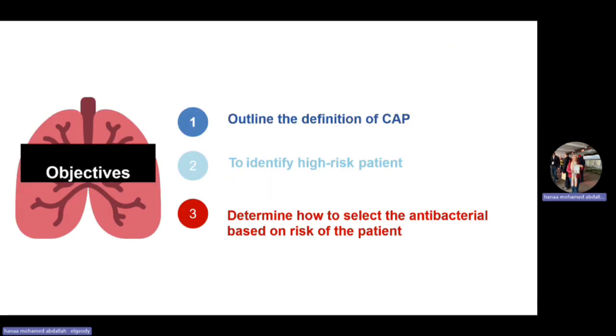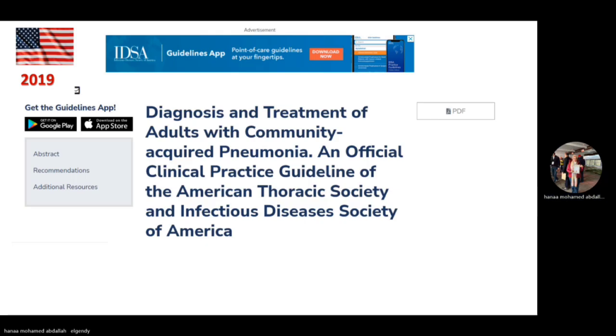Today we'll talk about community-acquired pneumonia. The most important points we will talk about are the definition of community-acquired pneumonia, how to identify high-risk patients, and how to select the antibacterial based on the risk of the patient.